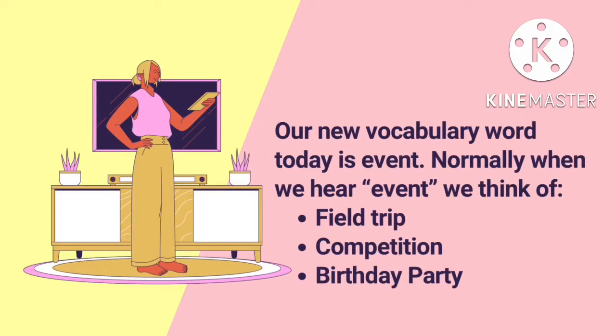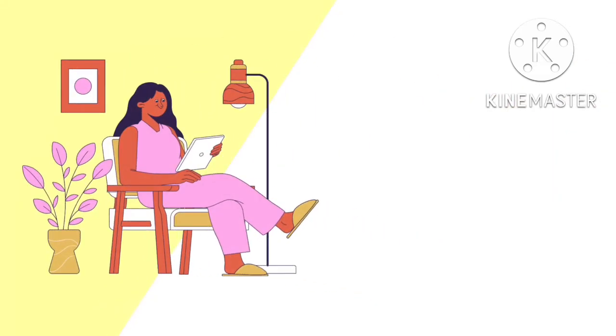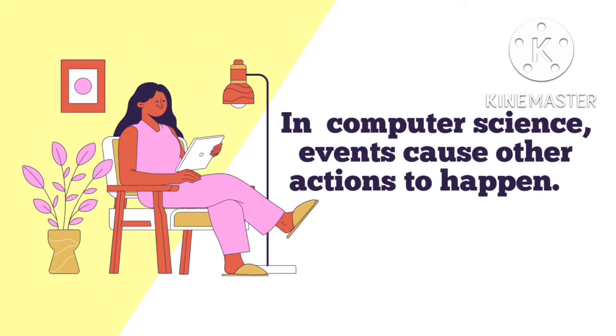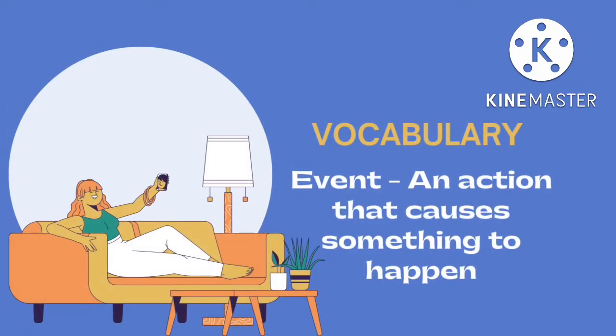So today, we are learning a new meaning for the word event. Normally, when you hear event, we think of a field trip, a competition, or a birthday party. In computer science, an event is an action that causes something to happen. So, whenever you are asked to define event in computer science, event means an action that causes something to happen.